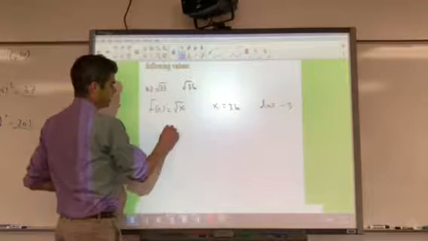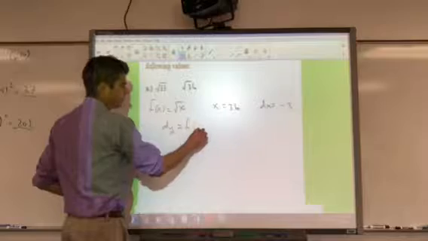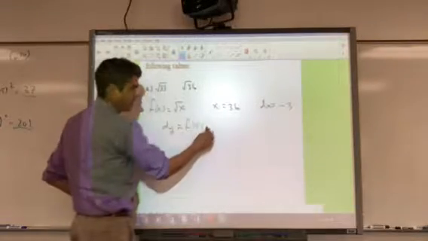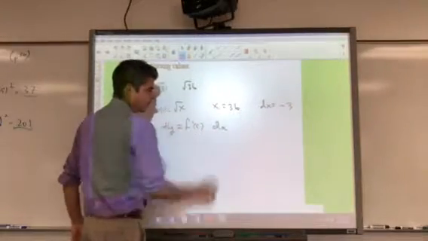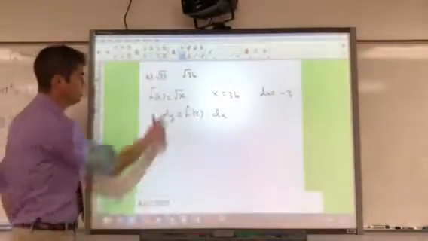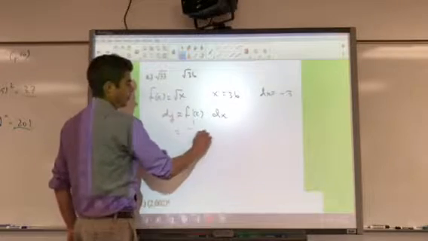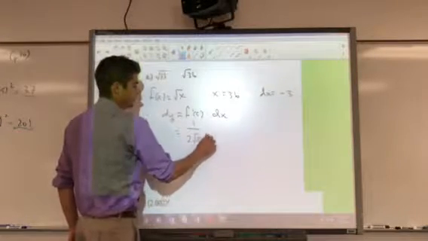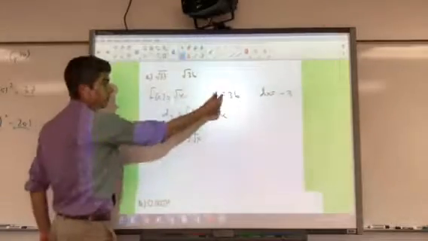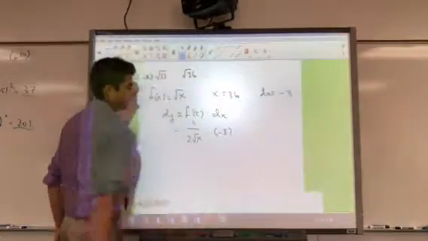So again, what is the differential formula? The amount y deviates is approximately equal to the derivative at your point of tangency times how much you deviated x by. So I do need a derivative. Remember, the derivative of the square root function is 1 over 2 root x. And I'm deviating from 36 to get to 33. I'm deviating by negative 3.